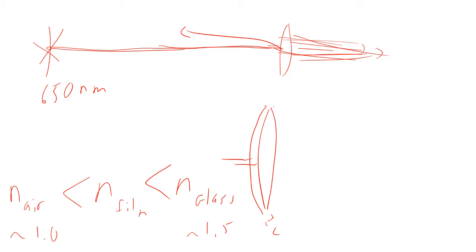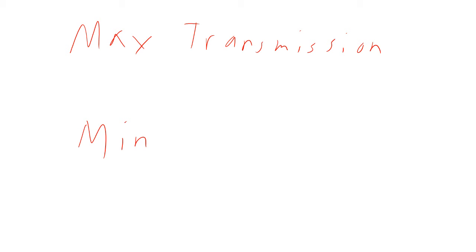So if you want to maximize transmission, that means you want to have the most light going through the lens. That means you want to have minimum reflection. So you don't want any of the light to be wasted in reflecting. So these two statements really mean the same thing. Minimum reflection means maximum transmission. If we have maximum reflection, that means the least amount of light is going to go through. And so we want to minimize reflection.